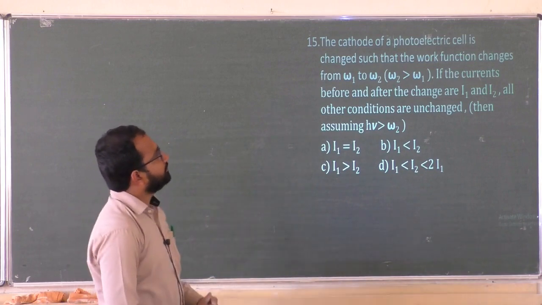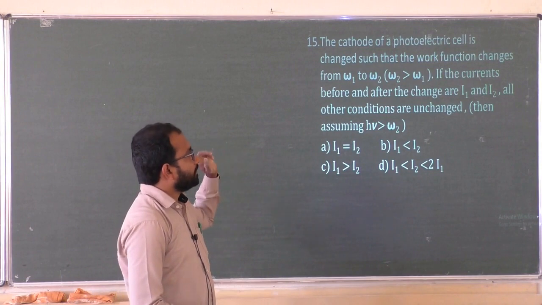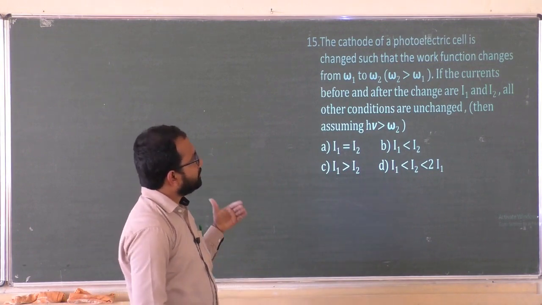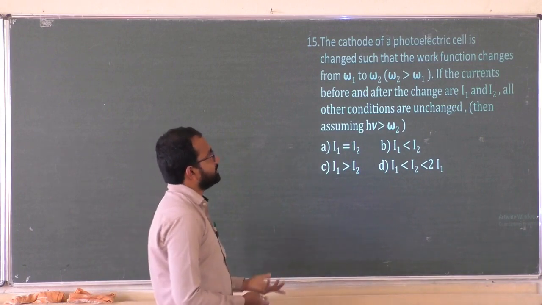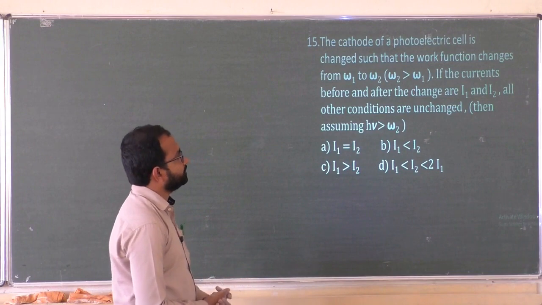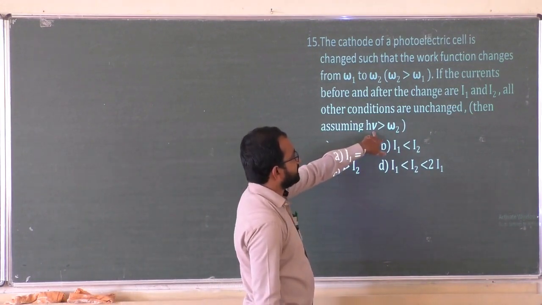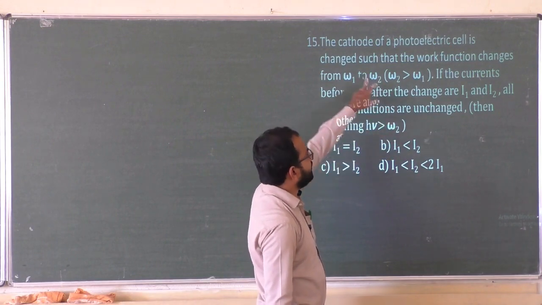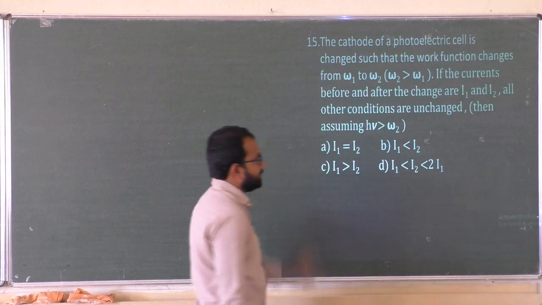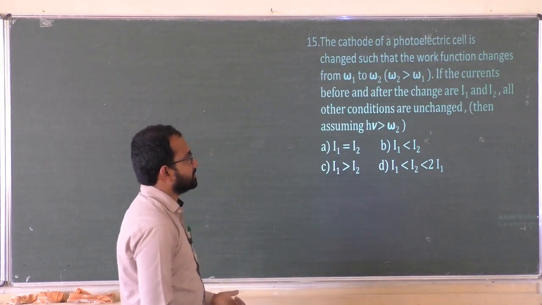See here, you changed the emitter plate. That photoelectric cell now has the new, other cathode, right? So the incident photon has energy which is greater than the work function of the second cathode. So no doubt photoelectric emission takes place. Now what about the currents in the two cases?